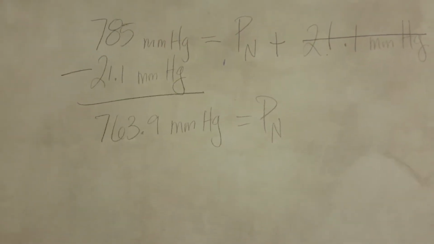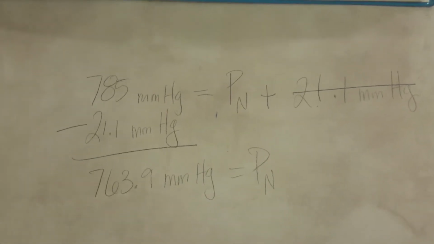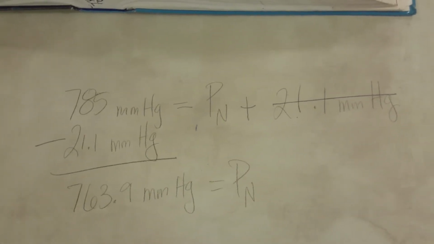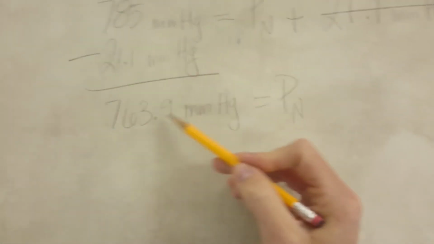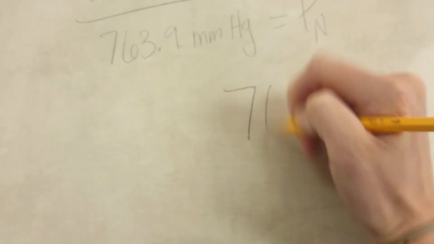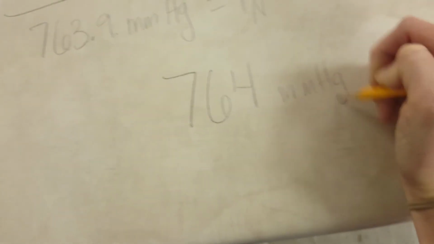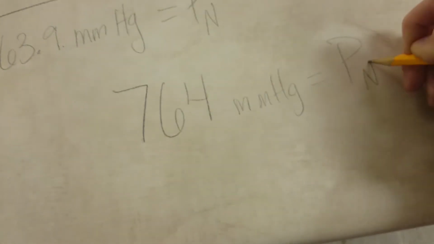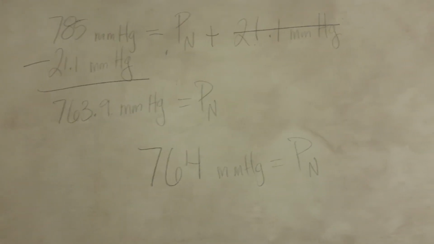However, we need to pay close attention to significant figures, and I can see that by my two measurements, both of my numbers have 3 significant figures, so my final answer should as well. The 9 right here is going to make the 3 round up, so my final answer should actually be 764 millimeters of mercury is the partial pressure of nitrogen. And that's your final answer for problem number 5 on page 367.